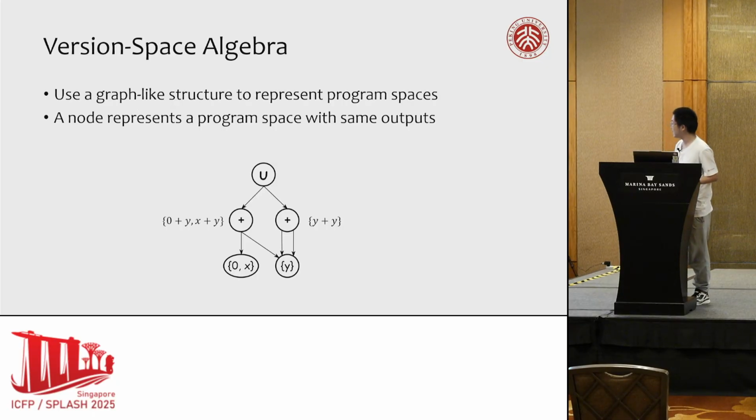You can see that the left join node represents the program space with programs like 0 plus y and x plus y. The union node at the top merges program spaces with the same output. That means the two program spaces like in the join node have the same output.